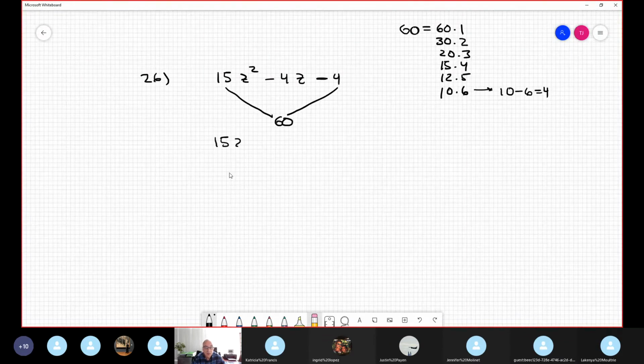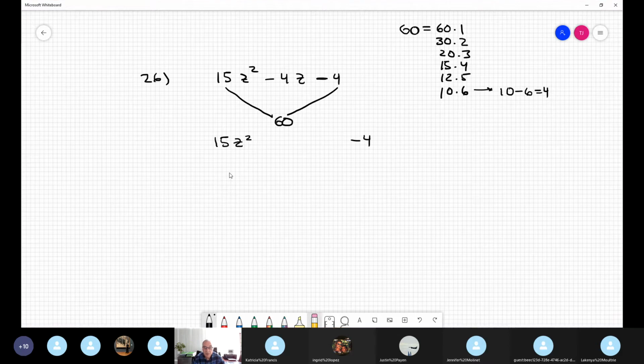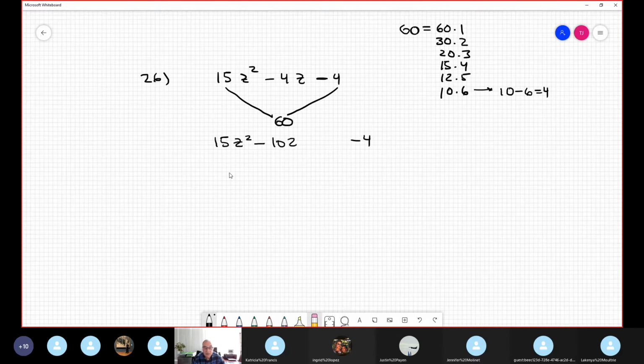I copy 15c squared. I copy minus 4. And now it's minus 10c plus 6c, because when you combine minus 10 plus 6 give me negative 4. It's exactly the same sign we have here. Negative. Ready, grouping. Ready, grouping.